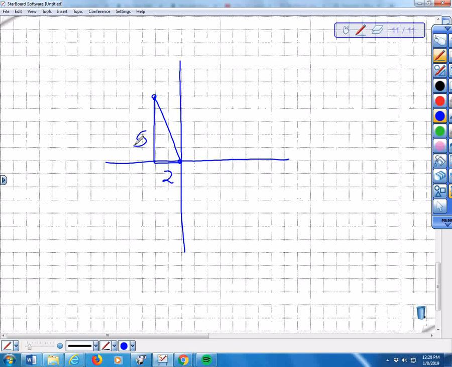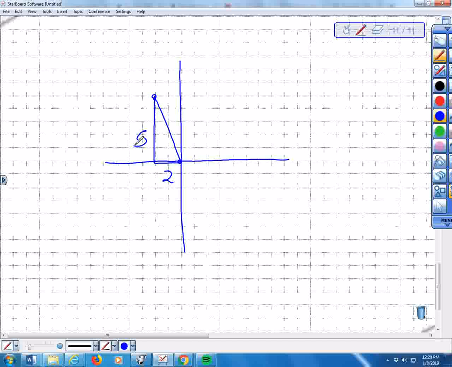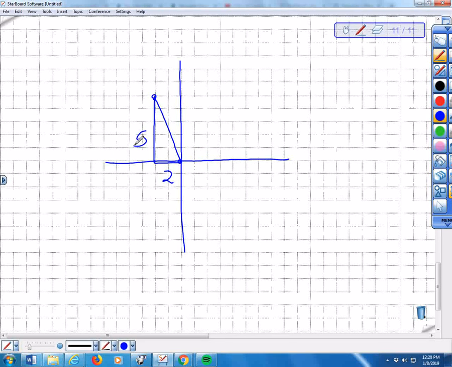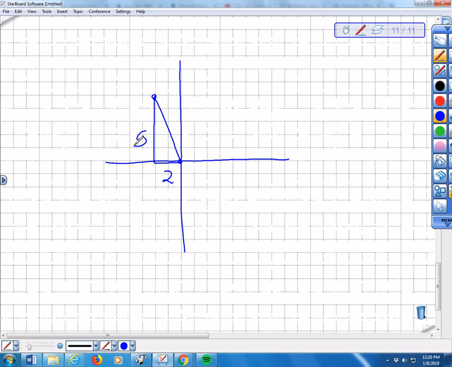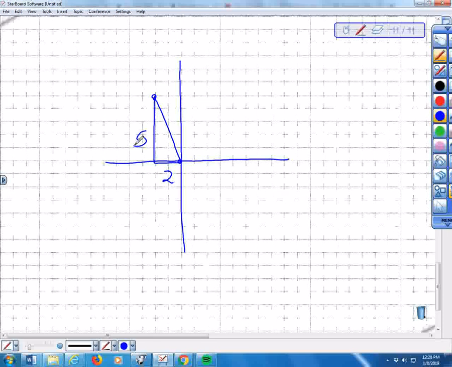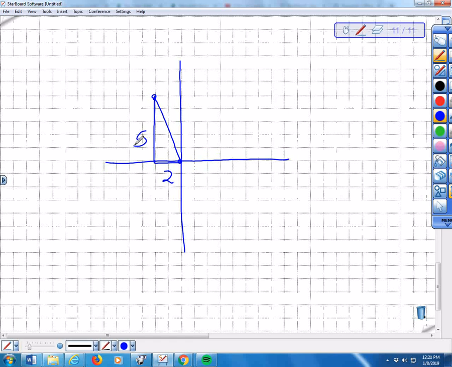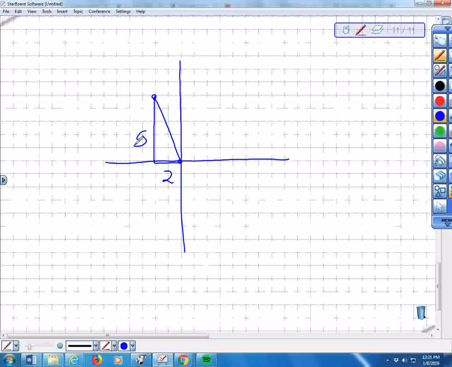What were the coordinates again? 0, 0, and -2, 5. Yeah. So it's 2 squared, which is 4, plus 25 is 29, square root of 29. Well, you've got to round it to the nearest 100th.